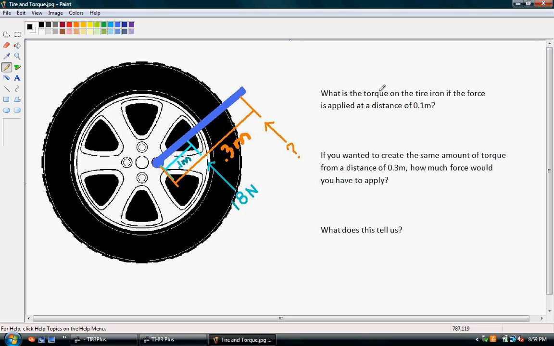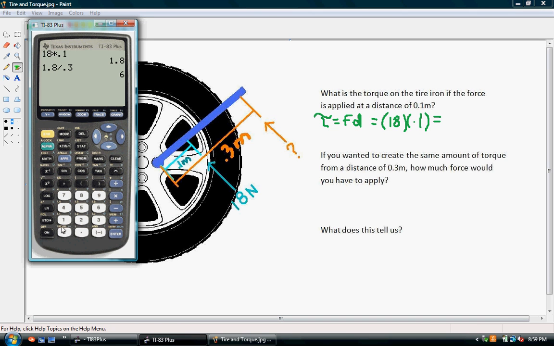So the first question asks, what is the torque on the tire iron if the force is applied at a distance of 0.1 meters? So right here at 0.1 meters, if we applied this force, 18 newtons, how much torque do we get? So we know the equation for torque is force times distance. We know our force is 18 newtons and our distance is 0.1 meters. When we multiply that out, we get 1.8 Newton meters.